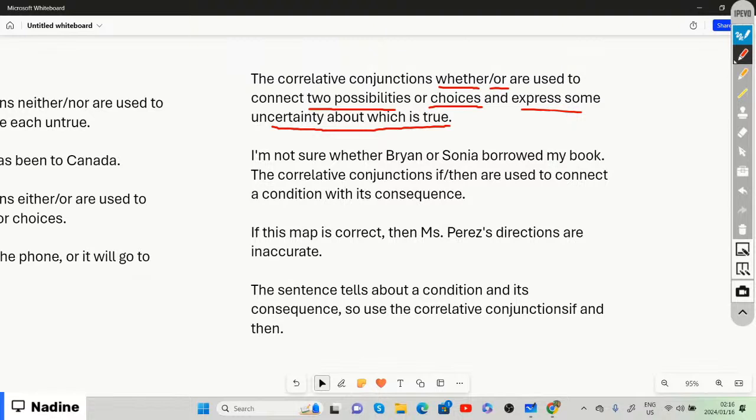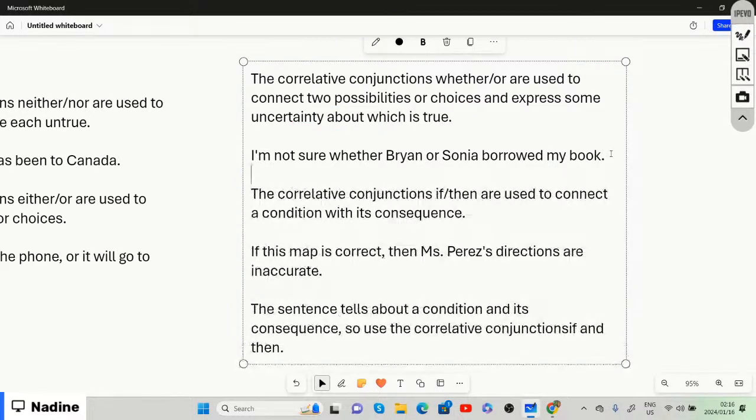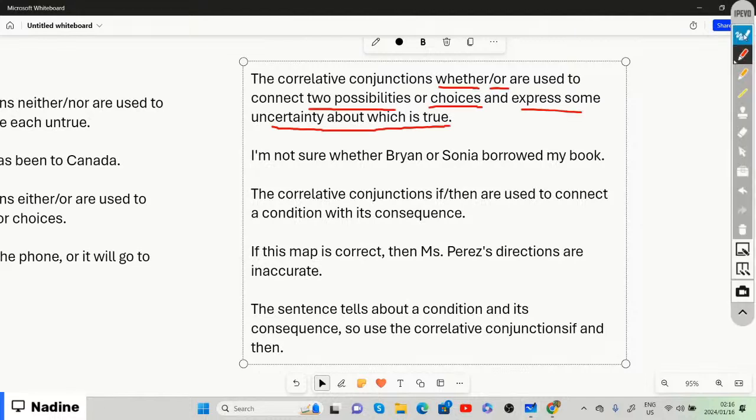For example, I'm not sure whether Brian or Sonia borrowed my book. So it's more like a confusion. I'm not sure whether Brian or Sonia borrowed my book. So it can either be Brian or it can be Sonia, but one of them borrowed the book.